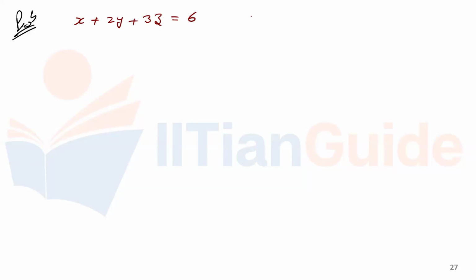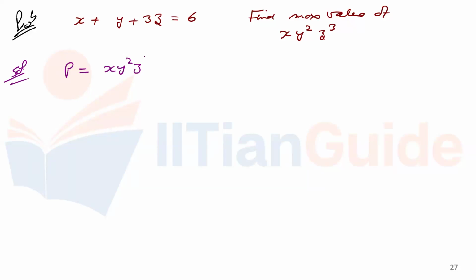And I am asking, find the maximum value of x y square z cube. Okay, I'm changing. I will not get a good answer, but anyway, I'm changing. I'm writing x plus y plus 3z, and I'm asking the maximum value of that. I'm calling the product P, that I can write as x y square into z cube.